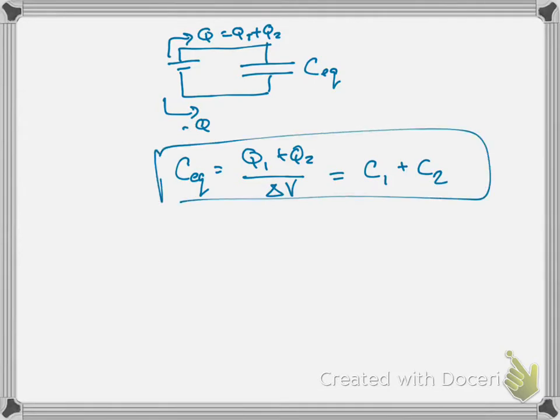Notice that in parallel, capacitors add. With resistors in series, they add. So the rules for resistors and capacitors reverse themselves, right? For capacitors in parallel, they act like resistors in series, and for capacitors in series, they act like resistors in parallel.